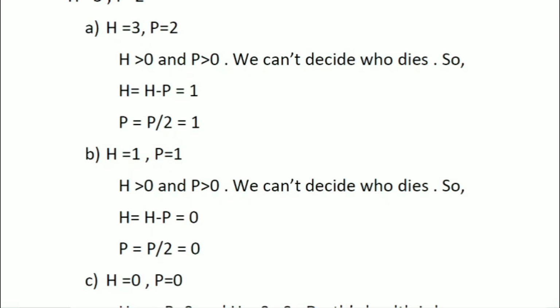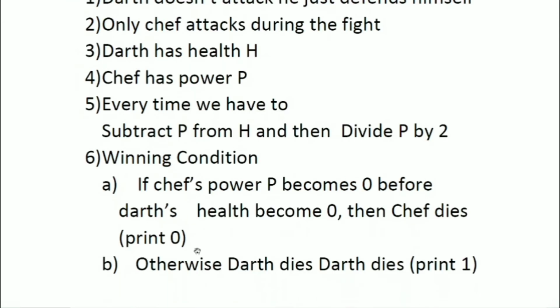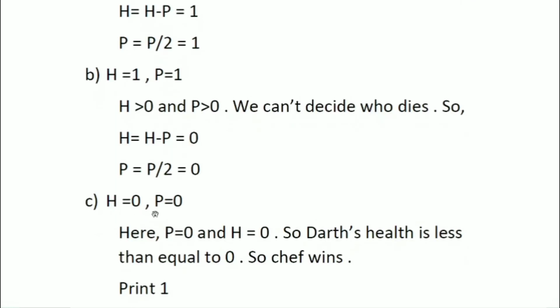So if we read the winning condition again, that is if chef's power p becomes 0 before Darth's health, then only chef dies. Otherwise chef will win the game. So here the value of h and p becomes 0 at the same time, so we can say that Darth's health is less than equal to 0, so chef wins. Then we will print 1.